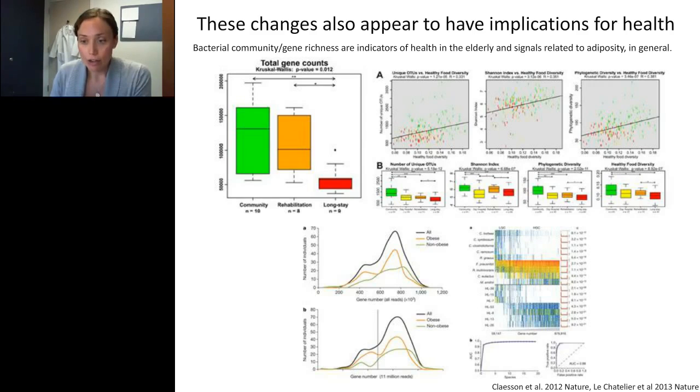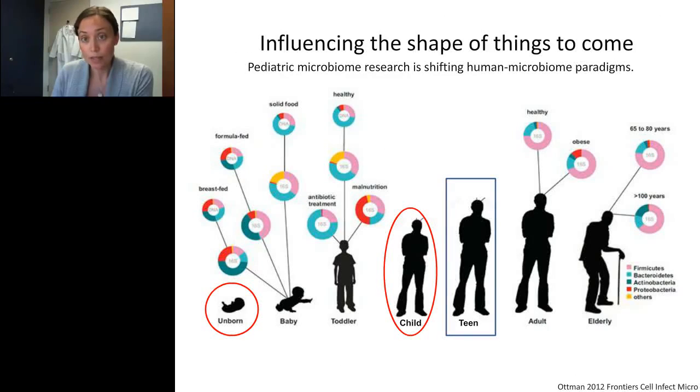Likewise, Le Chatelier et al. published in 2013 this high gene count, low gene count paradigm, where they described individuals who had high gene counts being of better overall health and decreased risk for adiposity and metabolic disease relative to those who carried low gene count microbiome phenotypes. So clearly, mounting evidence suggests that the microbiome does influence the shape of things to come.